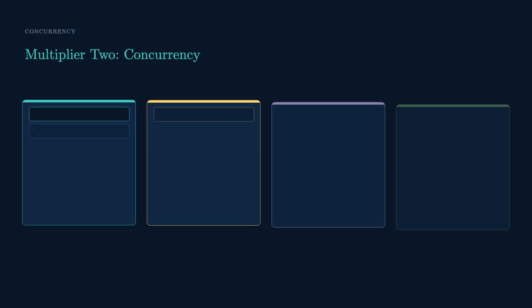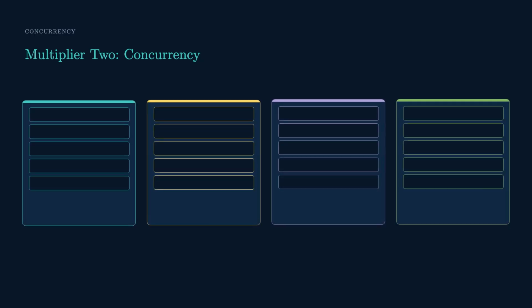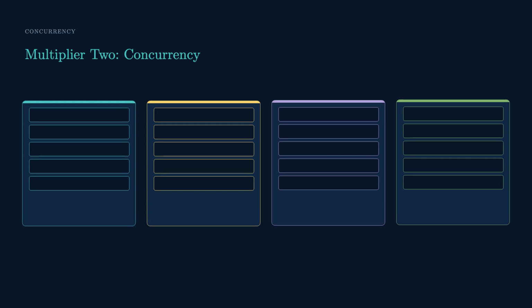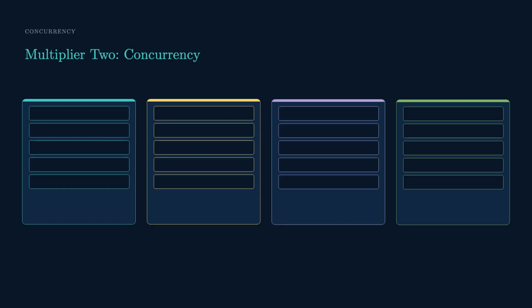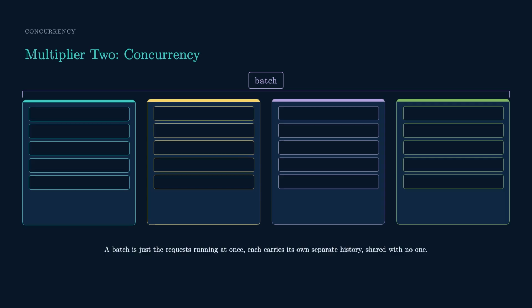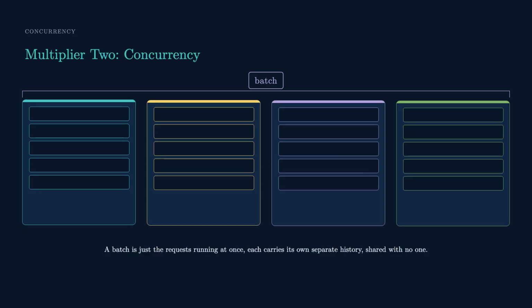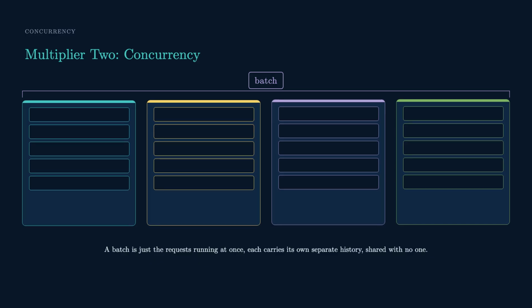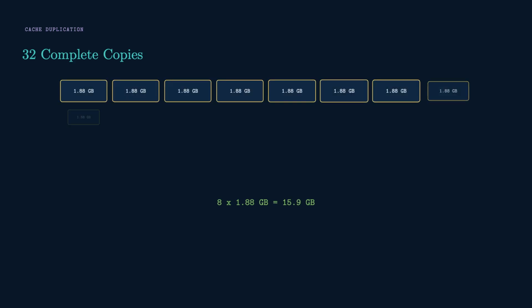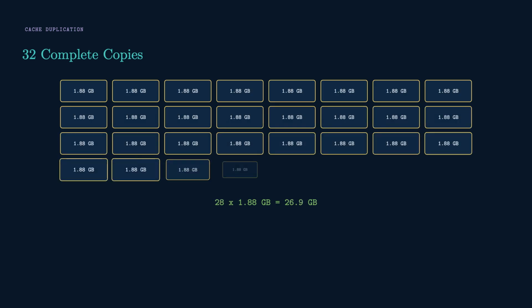Each concurrent request, a separate person, a separate session, carries its own independent history. Its own keys and values for all of its tokens, shared with nobody. Serving engines call a group of these a batch, but the name oversells it. A batch is nothing more than the requests running right now, each one hauling its own private past. So 32 people talking to the model at the same moment means 32 complete, separate copies of that cache, sitting side by side in VRAM.